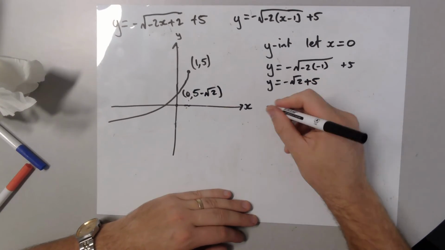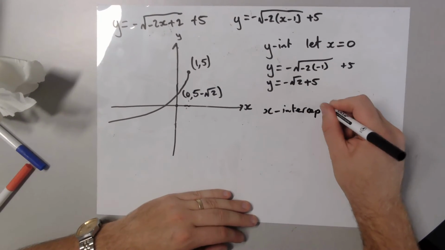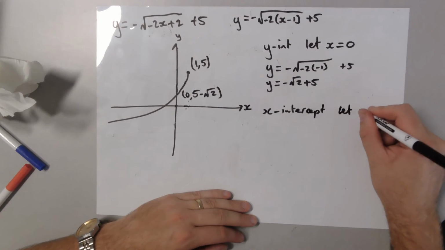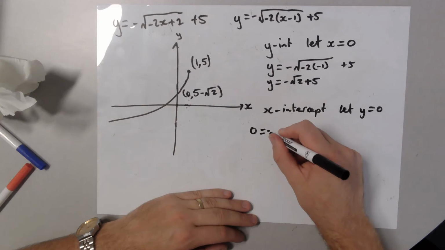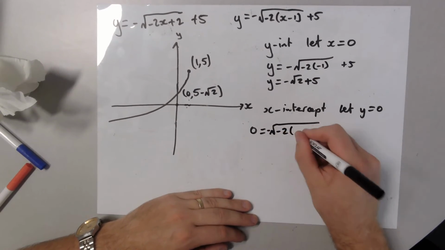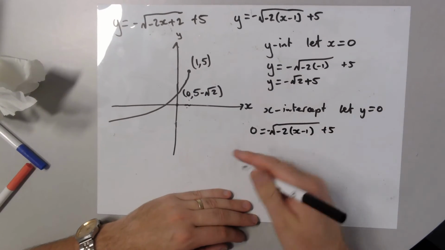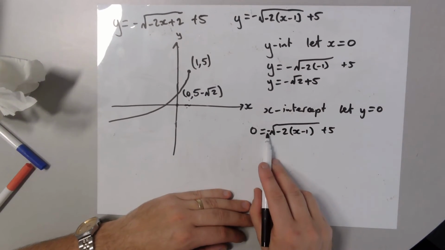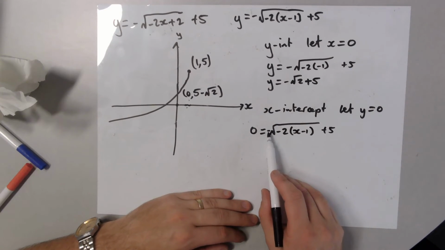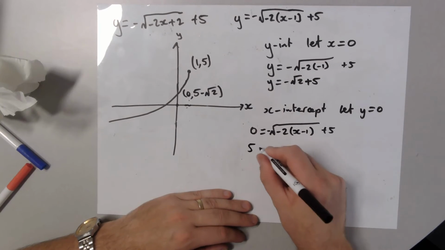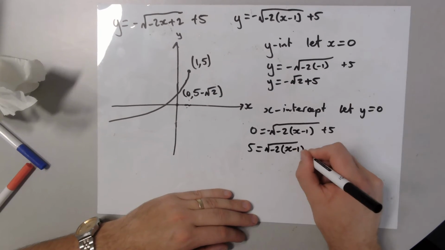And then we need to do our x-intercept. I'm going to let y equals 0 this time. So 0 equals negative the square root of negative 2 times x take 1, plus 5. I'm going to take my 5 away, and then do 2 steps at once: take 5 away, and times everything by negative 1 to get rid of that negative. It means I'm going to have 5 equals square root of negative 2 times x take 1.